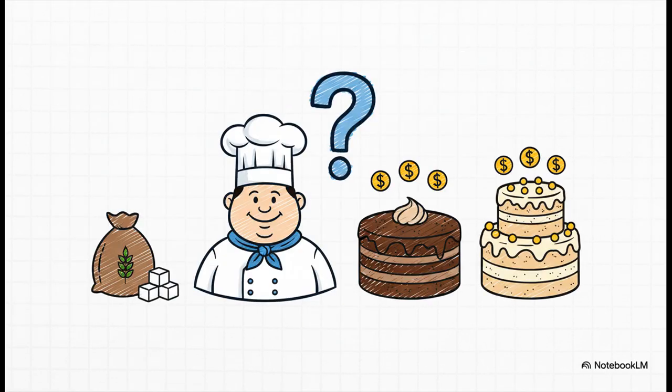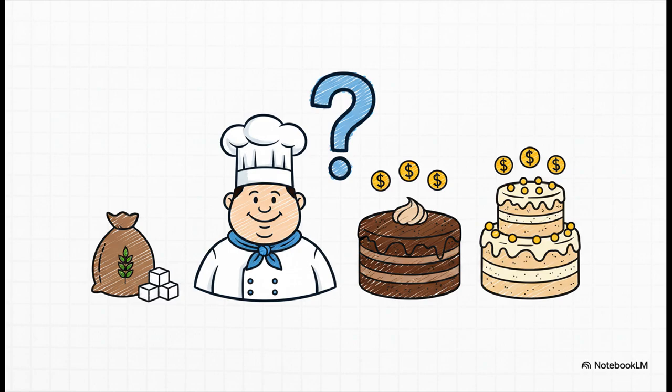Okay, let's make this totally real. Picture yourself running a small bakery. You can make two kinds of cakes. Now, each cake needs a different amount of flour and sugar, and you get a different profit for each one. The catch? You only have so much flour and sugar to go around. So, how many of each cake should you bake to make the most money?